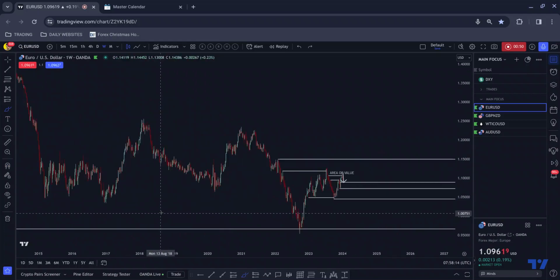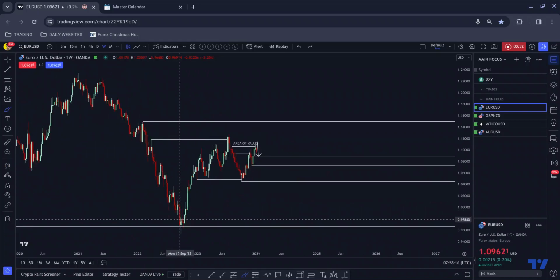Okay, what happens? We break below, which is typically what we do on the higher time frames if we're going to move to the upside. So this represents a bargain area of value for the bigger players, and then we move up aggressively.